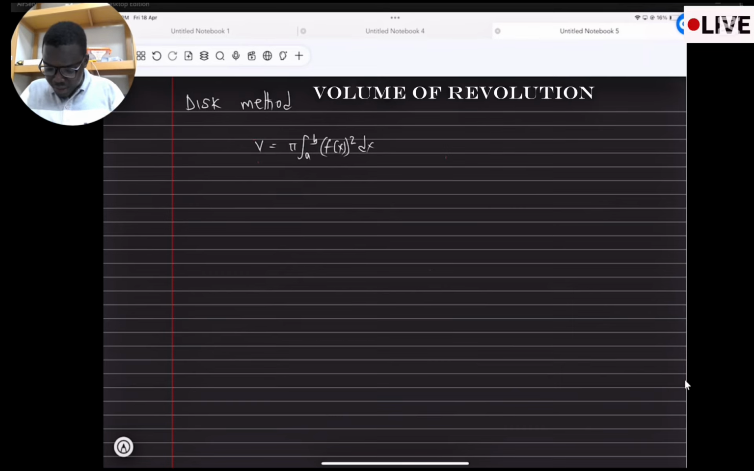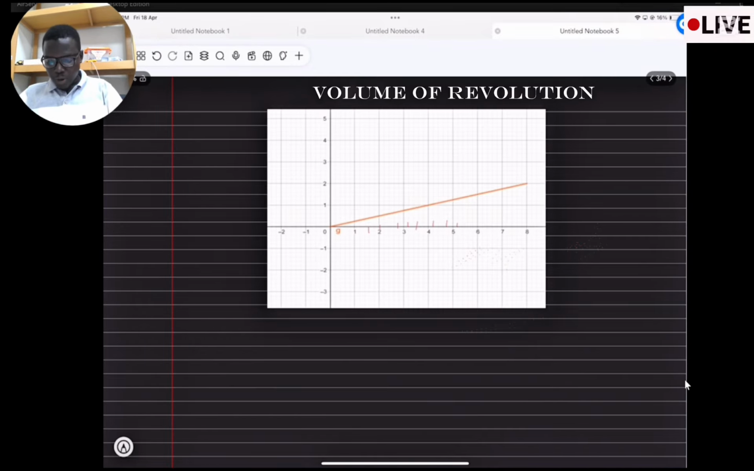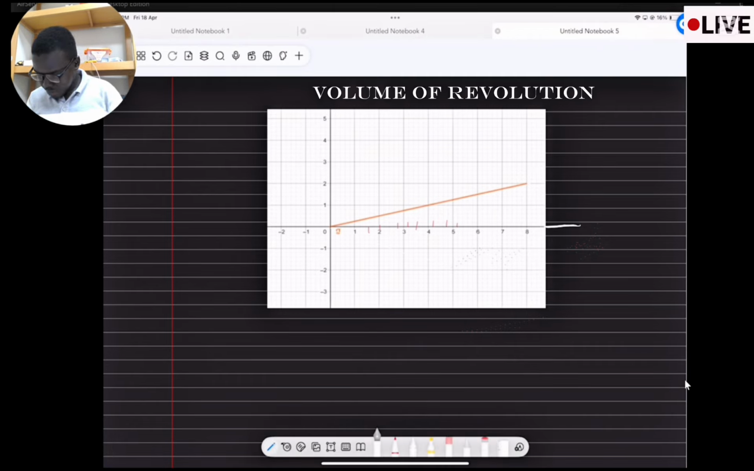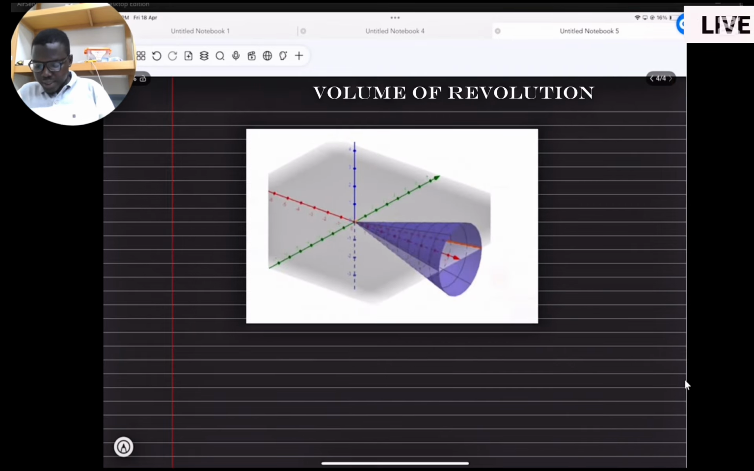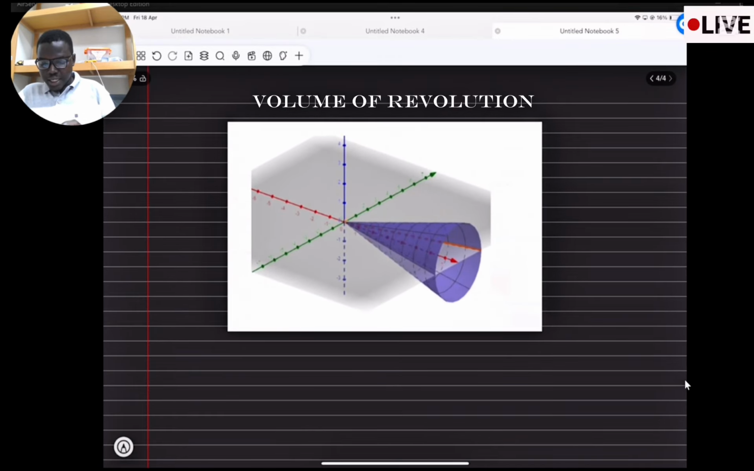But for now, pi is a constant, as you know already, and f of x is the function that you are revolving along the x-axis or the y-axis. So this is what I was trying to say over here. When we have a curve like this and we rotate it along this x-axis, we will get its corresponding curve like this. But don't forget that it is symmetrical about the axis of rotation. So in that case, we will get a figure like this, which is a 3D shape.